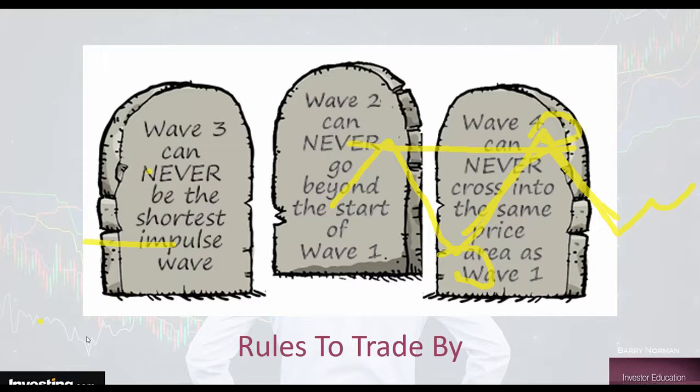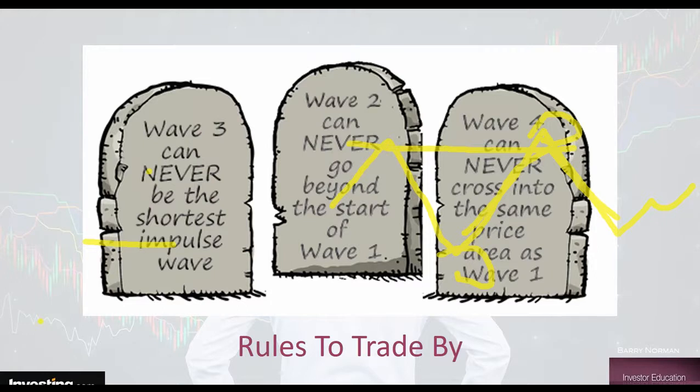Okay, now let's go down to 3 rules. Let's get it a little bit less complicated than all of these things. So wave 3 can never be the shortest impulse wave. We learned that in the first slide. That is your rock hard rule.